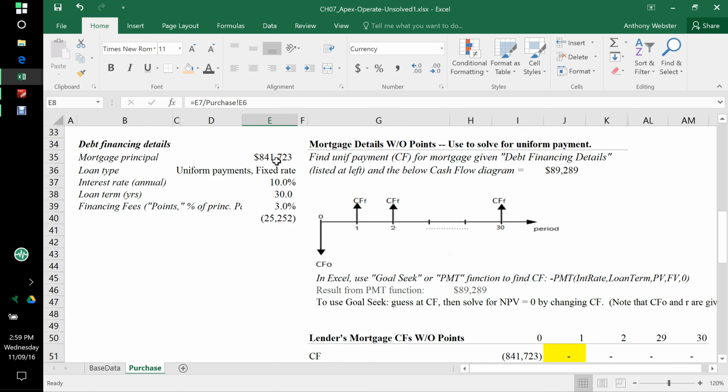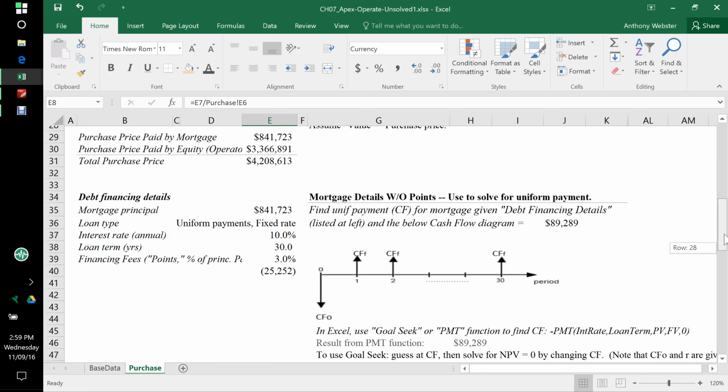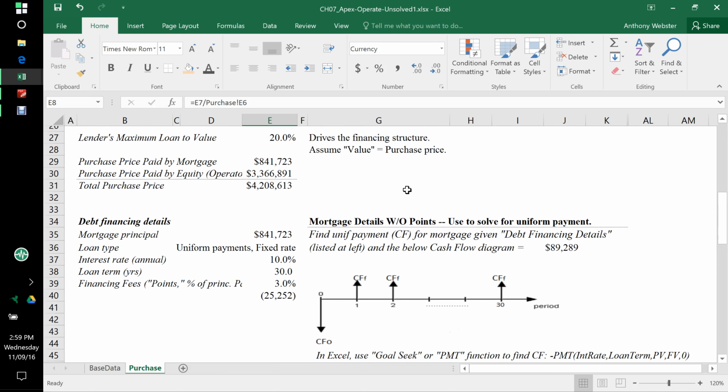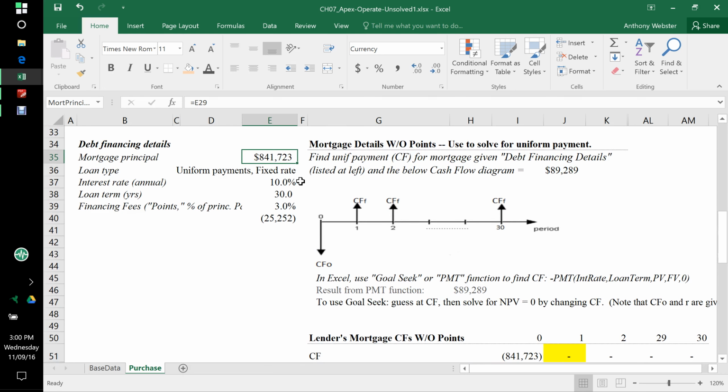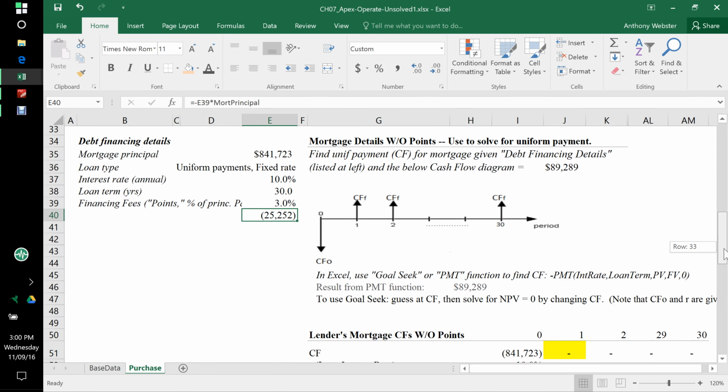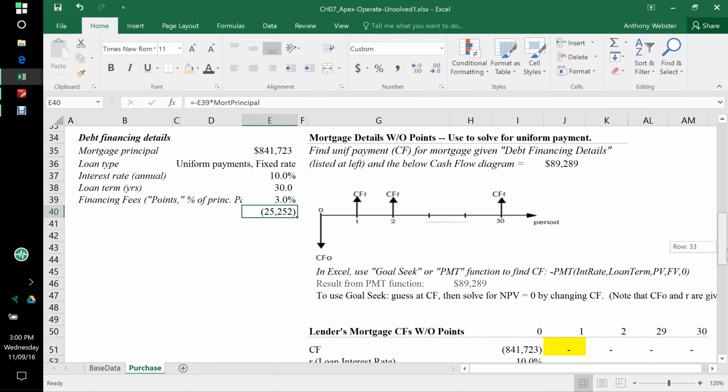So we talk to the lender. The lender assigns us a 20% loan to value, so we're not going to get much from the lender, but the lender is going to loan us towards the purchase price, 841,000, annual interest rate of 10%, loan term of 30 years, and she's going to charge us points of 3% of the principal, or 25,000 and change, due at signing of the loan, as we discussed.